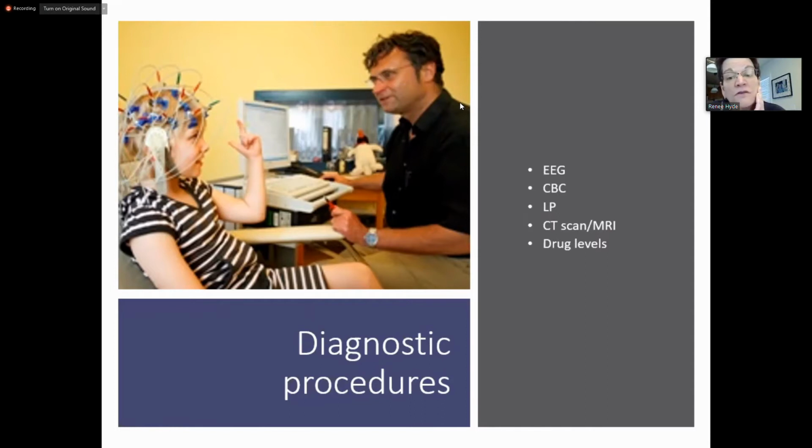Now, one of the other diagnostic things that you're going to see is drug levels. If that patient is on an anticonvulsant, they will draw drug levels to see if those anticonvulsants are in a therapeutic range. The majority of time when these patients experience seizures while they're on an anticonvulsant, it's because that drug is subtherapeutic.